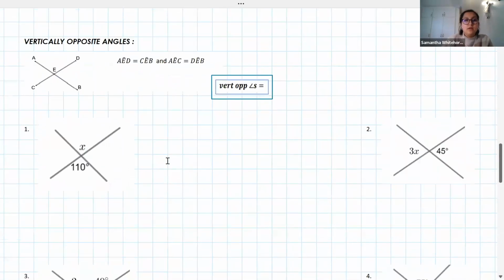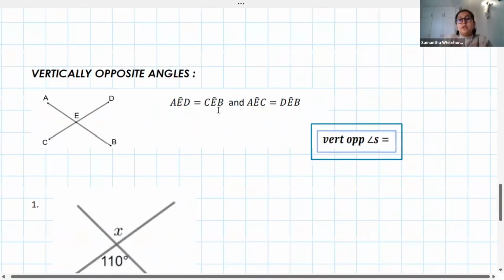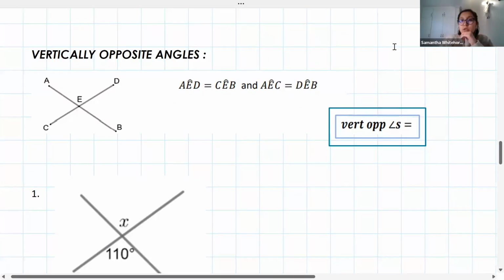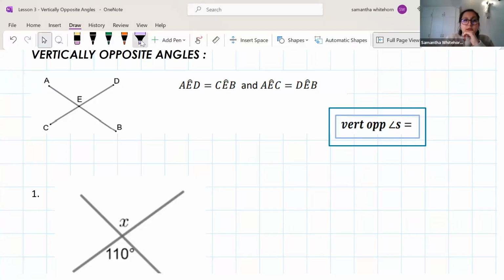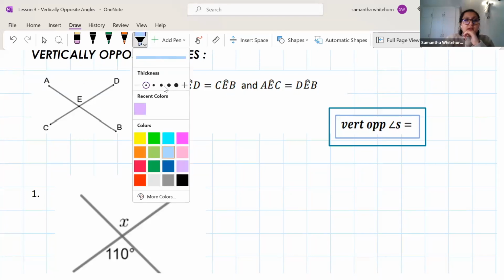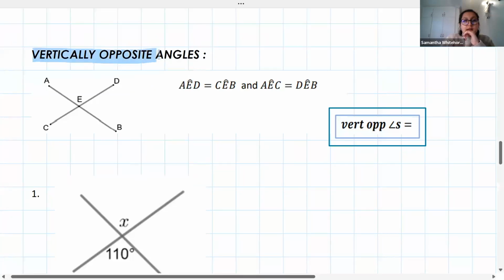Alrighty. So what we are going to learn today is our next reason, which is vertically opposite angles. All right. So this is our next reason. Like I said, our next reason, vertically opposite angles, and this is what we're going to essentially have a look at today.